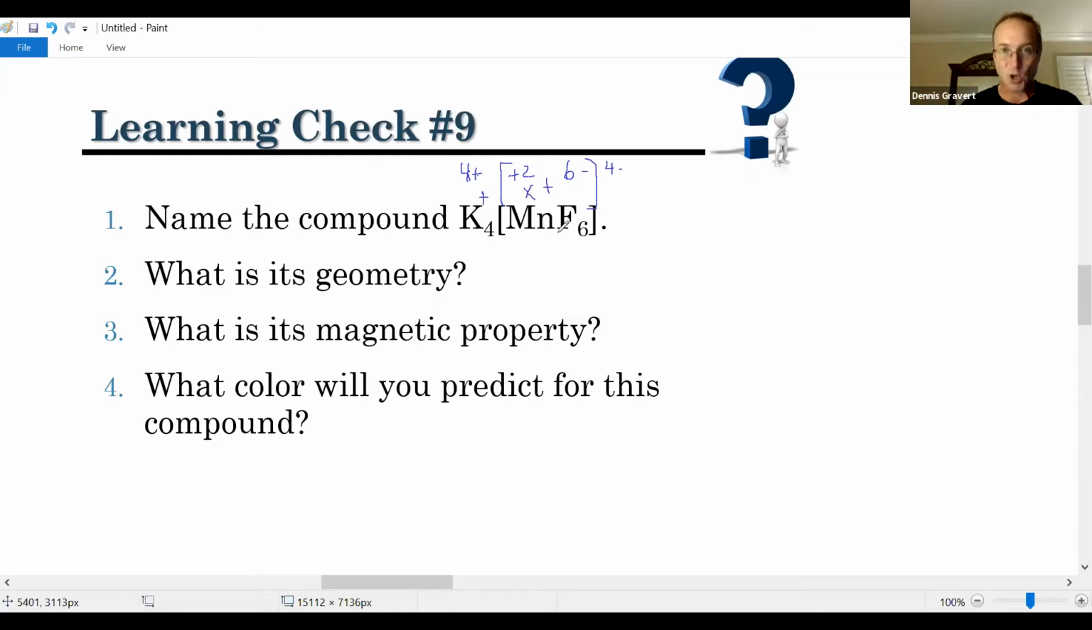Okay, so let's name it. The name of this is cation first, then anion. The cation is potassium.